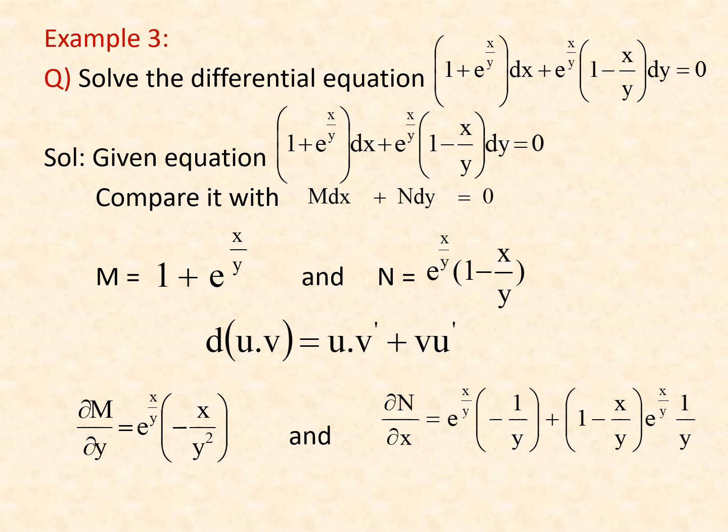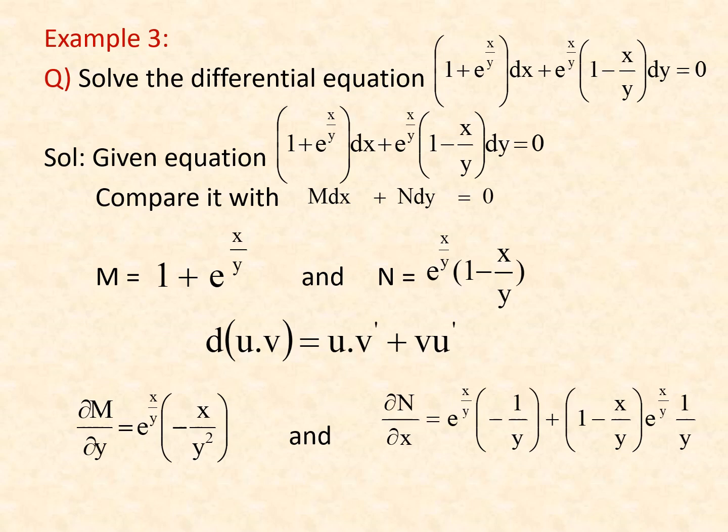Next line, we are going to compare the given equation with the standard form, that is M dx plus N dy equals 0. After comparing the given equation to the standard form, we clearly see the M and N values.